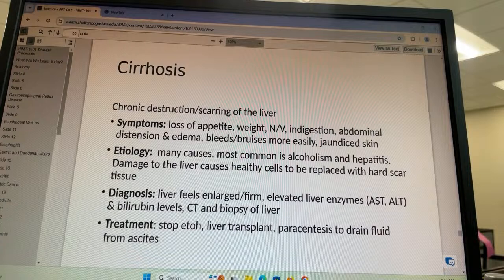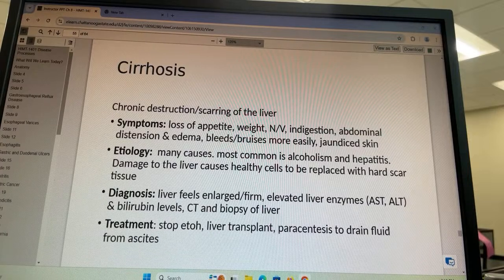All right, cirrhosis. I mentioned this one a little bit earlier when we talked about the esophageal varices and the portal hypertension and backing up. So cirrhosis basically is just a chronic destruction or scarring of the liver.